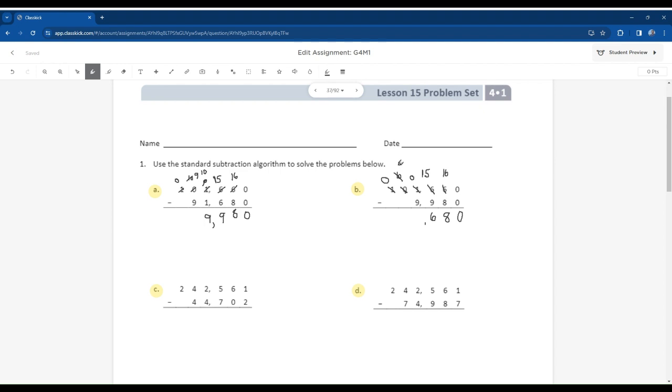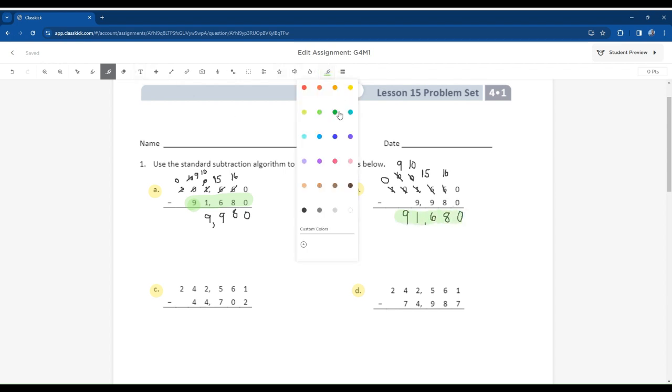So instead of 10 10,000s, I'm going to have 9 10,000s and regroup that one extra one over here. So now I have 10. So a lot of crossing out, a lot of regrouping here. 10 minus 9 is 1. 9 minus nothing is 9 to make 91,680. And if you notice, from letter A to letter B, we were just subtracting the two subtrahends.